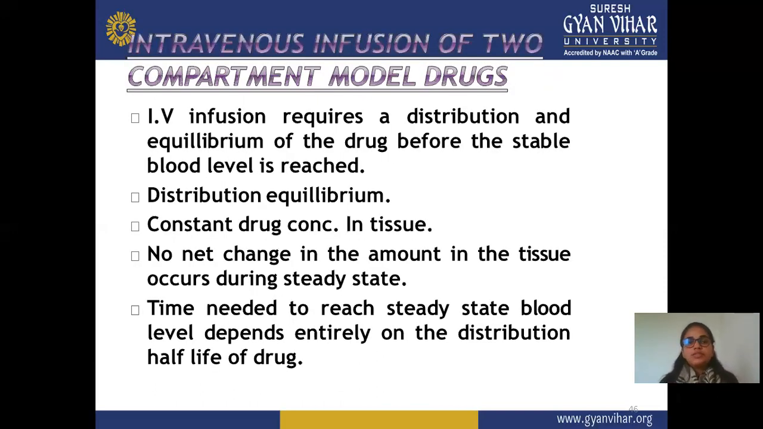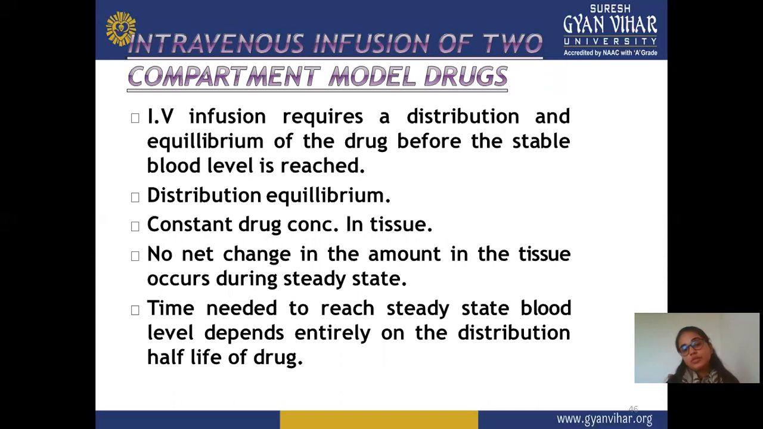Next is intravenous administration in the compartmental model. IV infusion is required until distribution equilibrium of the drug from a stable blood vessel is reached. Hence, this is mainly used to check how much drug is distributed in your blood or in the vessel, a stable concentration of a drug in a particular amount of tissue. And this distribution equilibrium also has to be checked with the help of IV infusion.